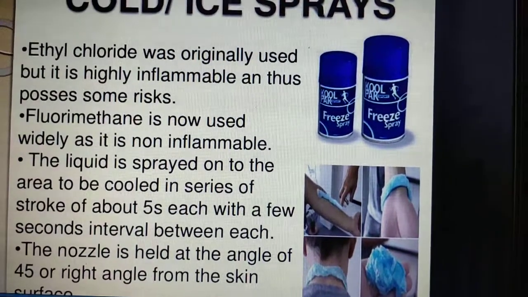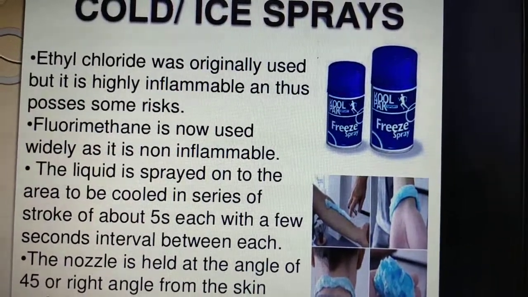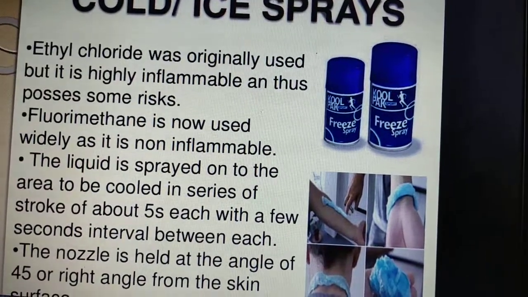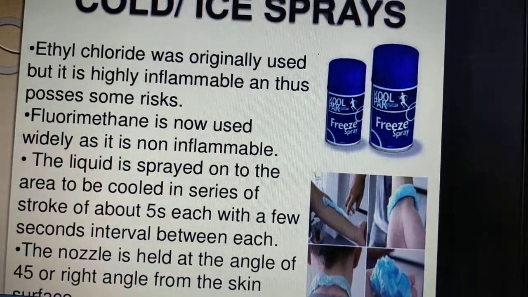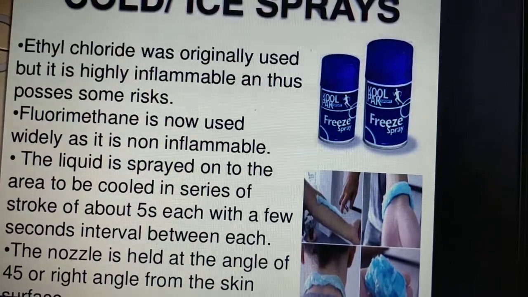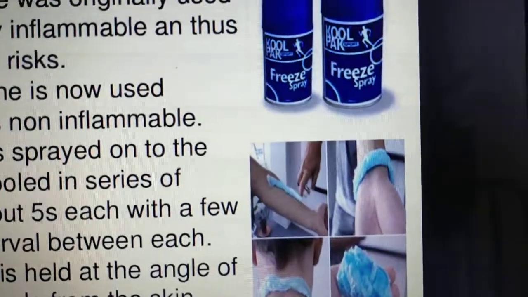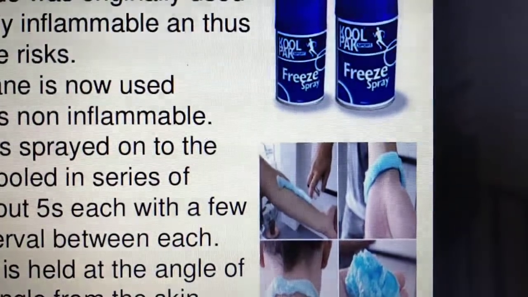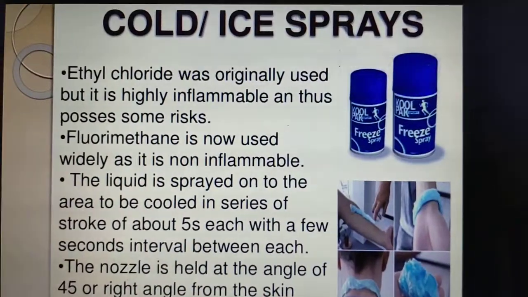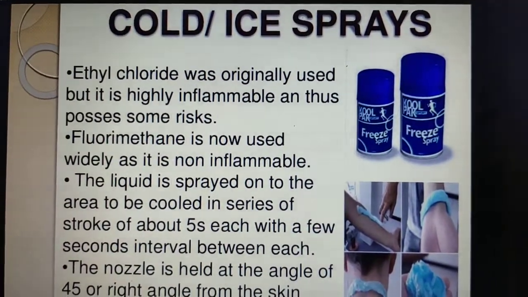The liquid is sprayed onto the area to be cooled in a series of strokes of about 5 seconds each, with a few seconds interval between each. The nozzle is held at an angle of 45 degrees or a right angle from the skin, like this. Here they are spraying, and like this we can spray. This is what we call ice spray or cold spray.